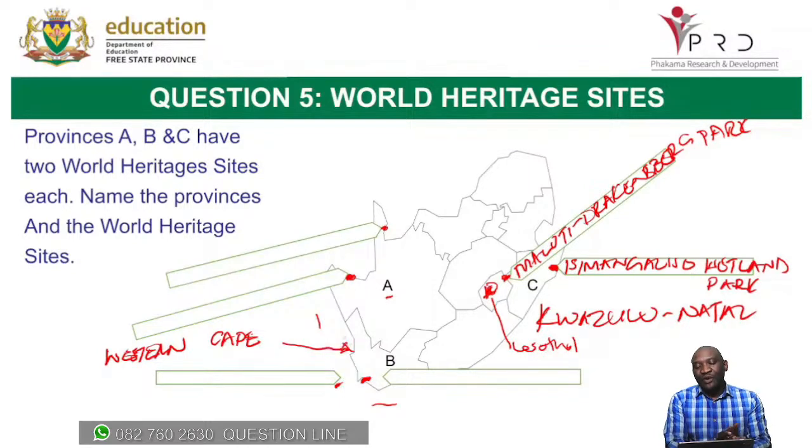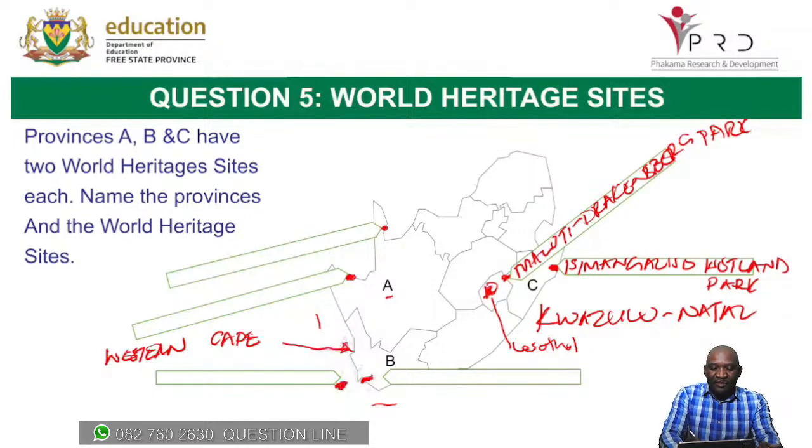And then let's try to identify the World Heritage Sites that are in Western Cape. As you can see, the other World Heritage Site is just outside the province. And remember that this area is surrounded by water. So what can that tell you? That can only tell you that this area is an island. And then the other one is inside the province.